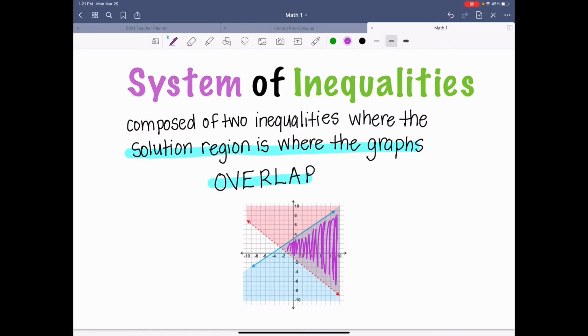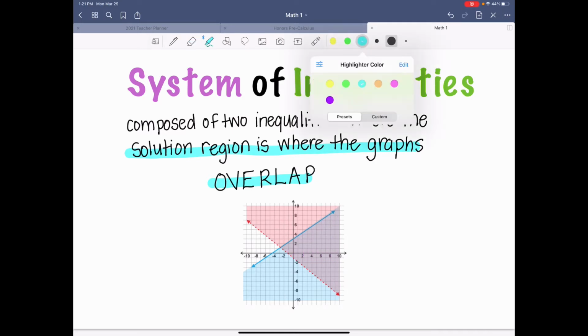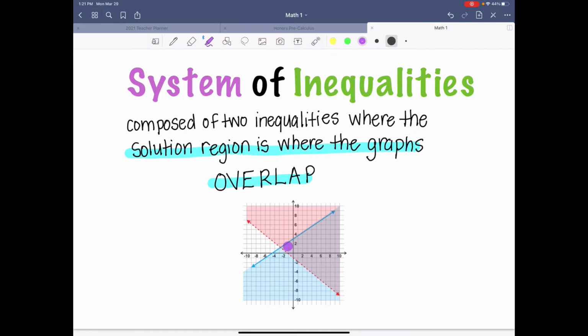So why is this the solution versus all of the shading? If I pick a point in just the red area, that point is only going to work for that particular inequality. It's not going to work for the blue inequality. Likewise, if I pick a point that's just in the blue area, that solution point is not going to work for the red. So it has to be in the overlap in order to work for both of them. Okay, so your overlap is where the inequality works for both shaded regions.